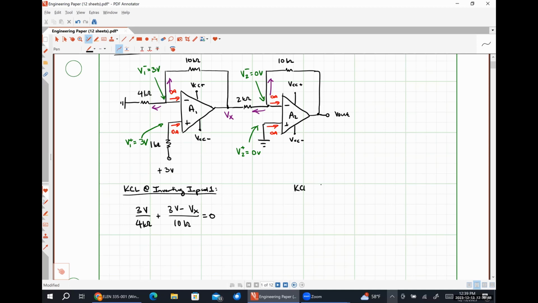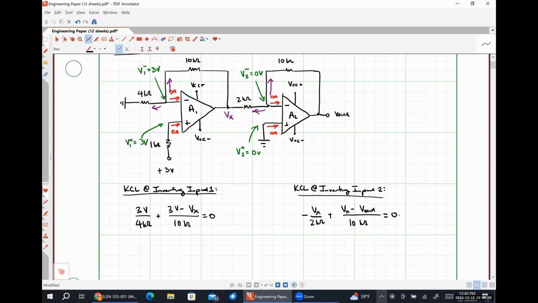And if we applied KCL at the inverting input of op-amp number 2, we would get 0 minus Vx, so negative Vx over 2 kilo ohms plus Vx minus V out over 10 kilo ohms is equal to 0. And then we could solve this system of equations for Vx and V out. You're correct, it should be 0 minus V out. Thank you. So just negative V out over 10 kilo ohms. Thank you for that, Isaiah.